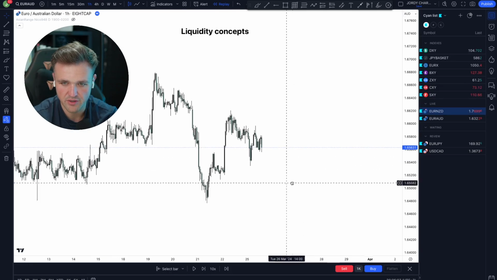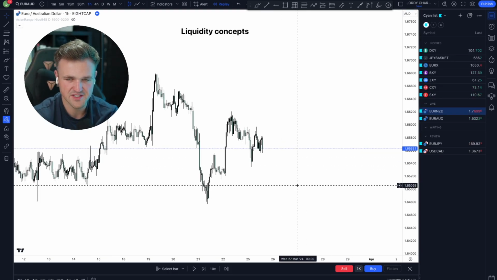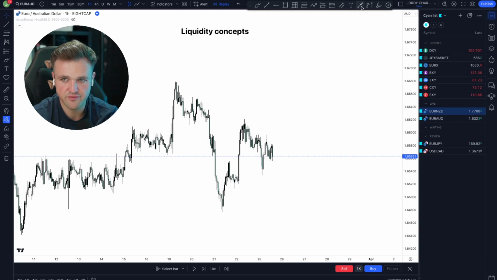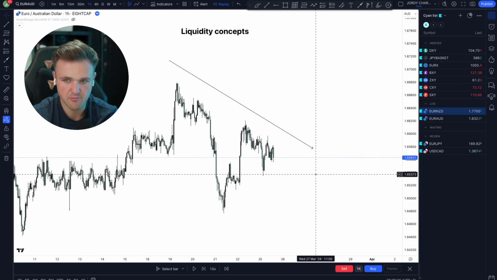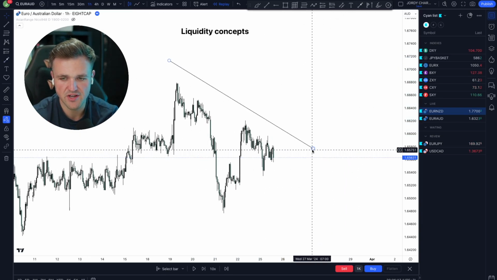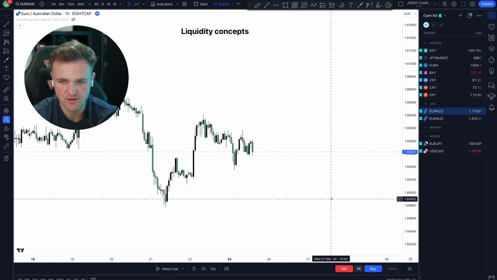Starting with market structure, I'm not going to go into advanced market structure, but just basically looking at what price is doing, just very quickly, where I'm going to say I'm bearish. We already saw that the price was moving bearish, so we can just look at price right here.